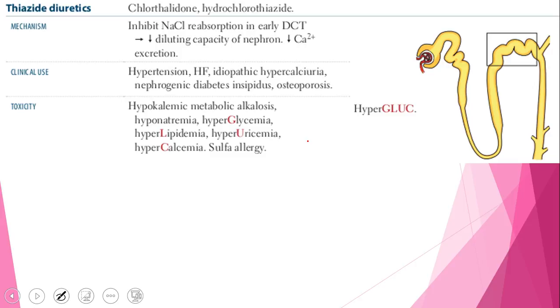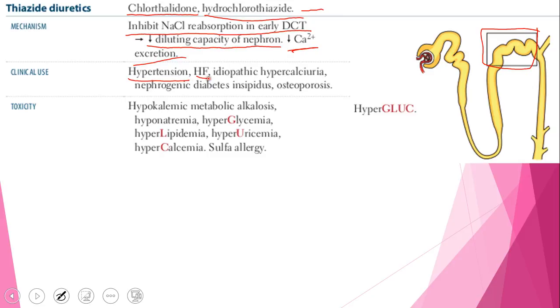Thiazide diuretics take their effect here in the distal convoluted tubule. Some examples of these are chlorthalidone, which I think is the one that lasts a really long time, and hydrochlorothiazide, which is a really cheap one. Mechanism is that it inhibits sodium chloride reabsorption in the early distal convoluted tubule, leading to a decreased diluting capacity of the nephron, which decreases calcium excretion. So, clinical use: hypertension, heart failure, idiopathic hypercalciuria. I hadn't seen that before, so that's a new one for me.